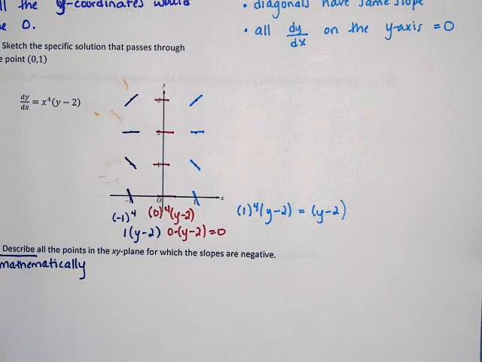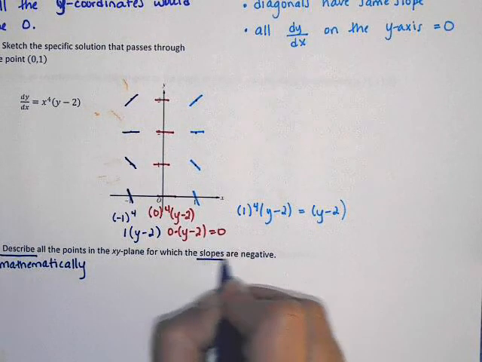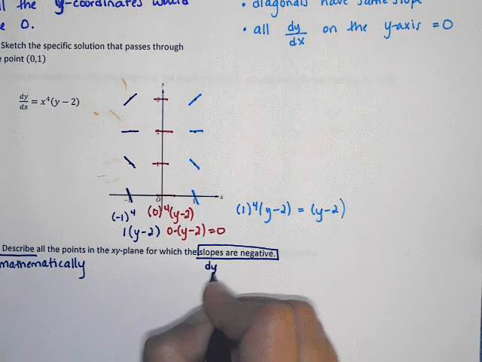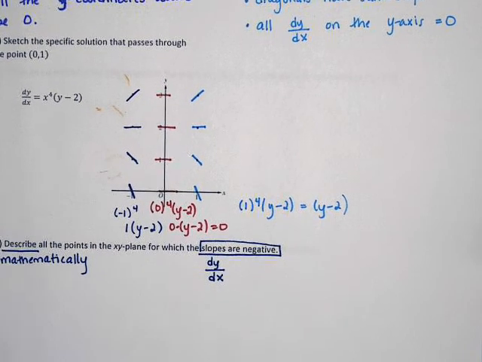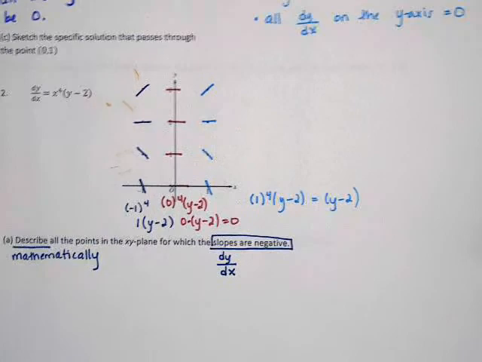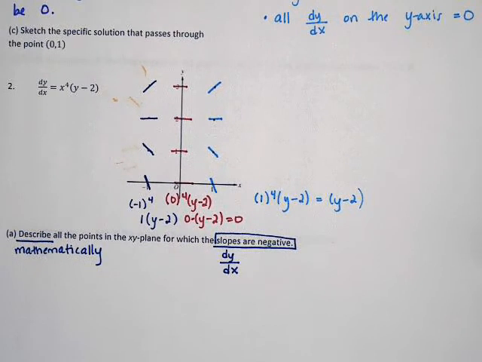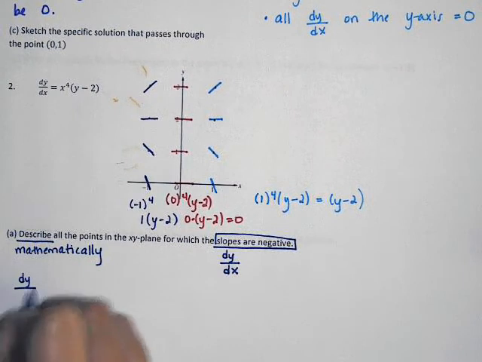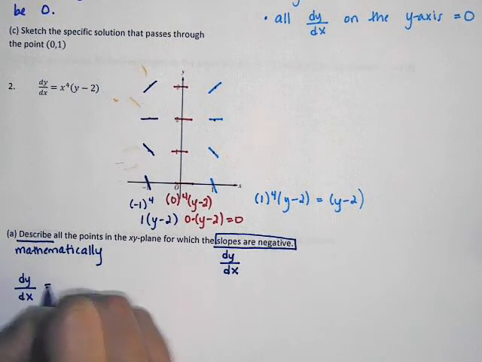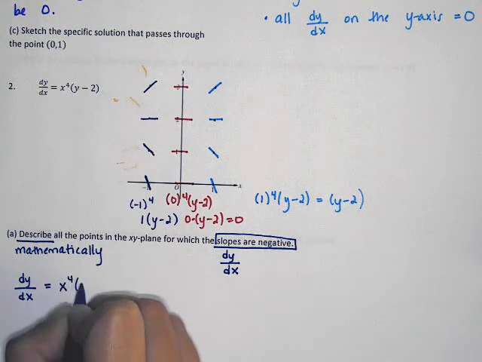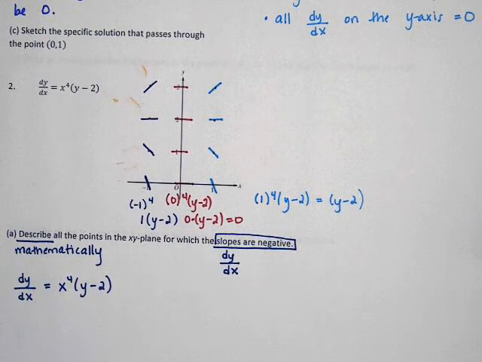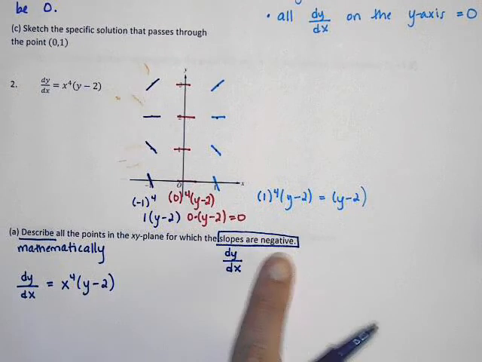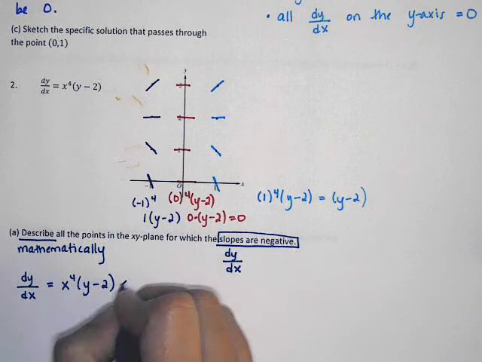So I want to find all the places where the slopes are negative. As soon as you see that word slope, you should think to yourself, hey, I've got dy/dx, and dy/dx tells me about slopes because derivatives are slopes. So to set this up, I would start mathematically by saying dy/dx equals x to the 4th times y minus 2. And I want to find the places where this is negative. It's going to be negative when it's less than 0.